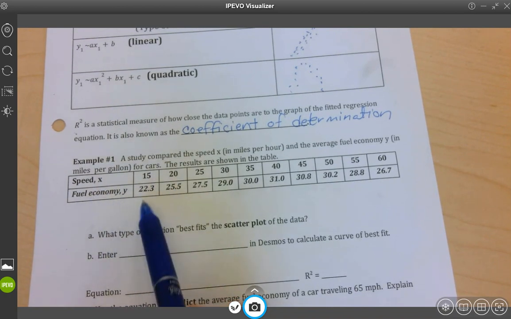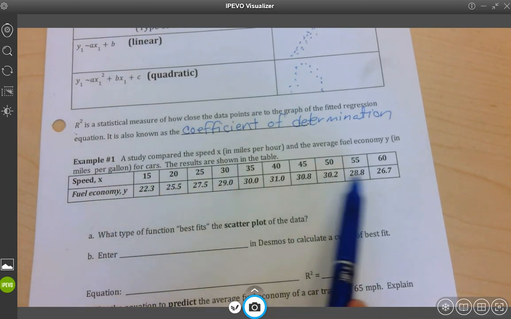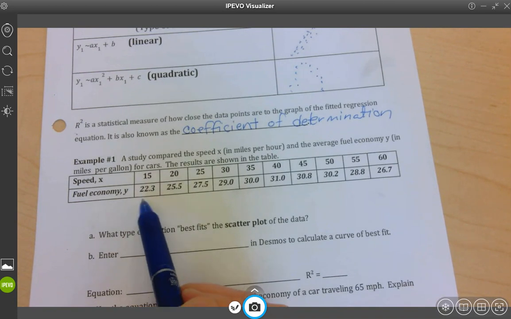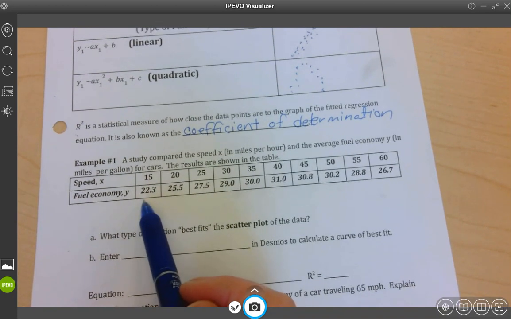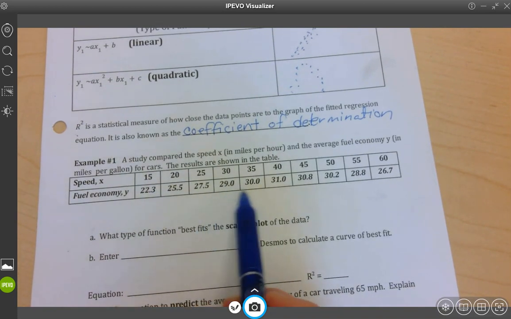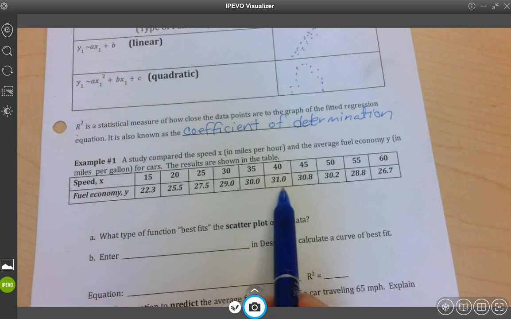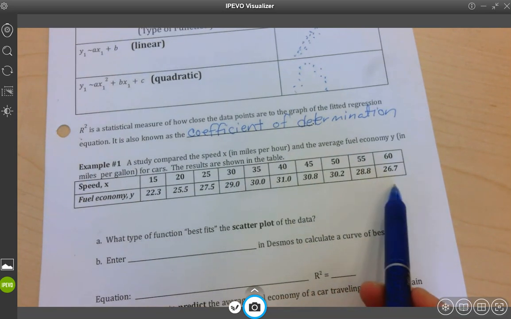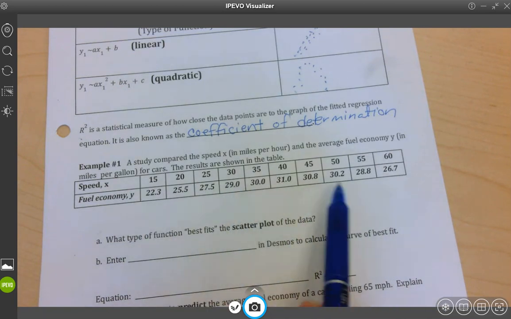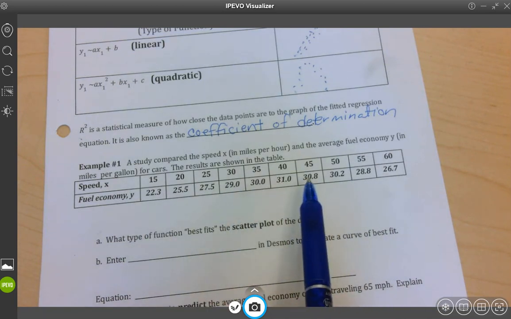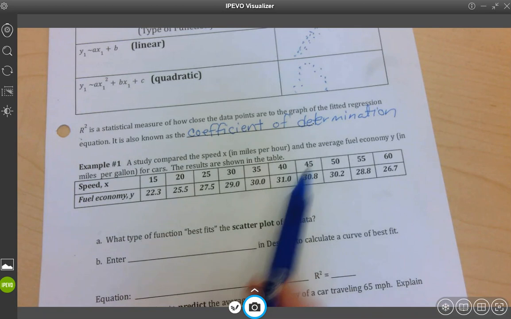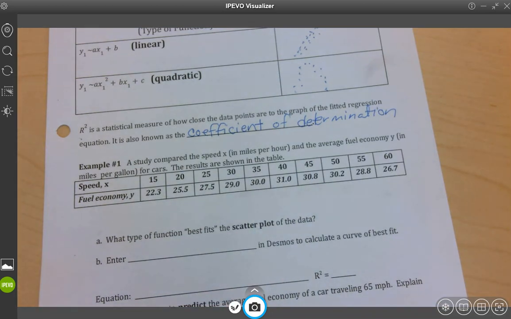So if you look at the fuel economies here, right, when you're going slow, you've got a low fuel economy. And as you speed up, it gets higher. But then as you get really fast, it gets lower again. So noticing that trend, would you say that you think this is going to end up being linear or quadratic? Probably quadratic, right? Because it has that turn where it's going up and then it's going down.